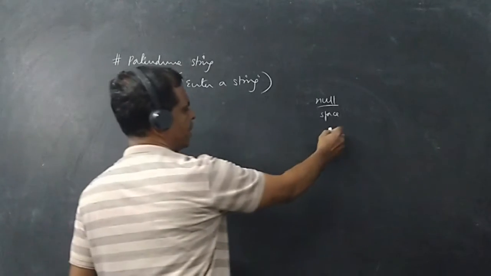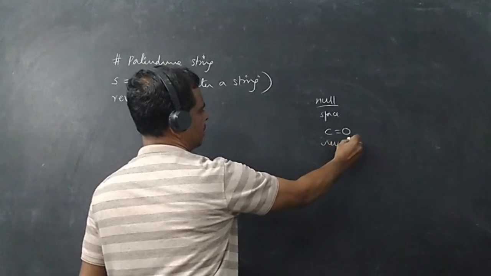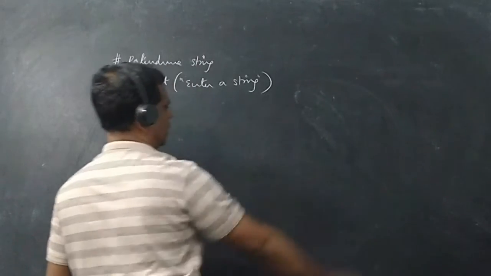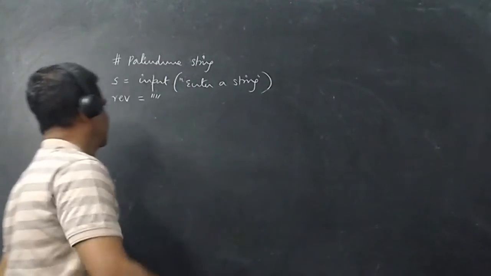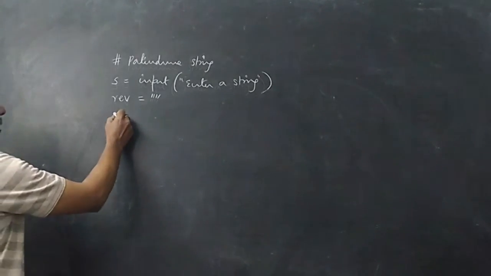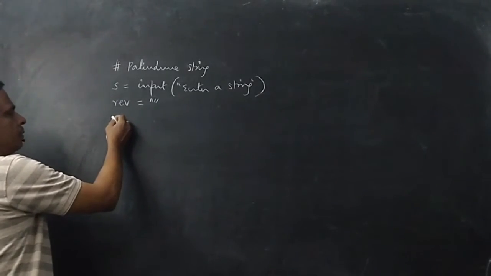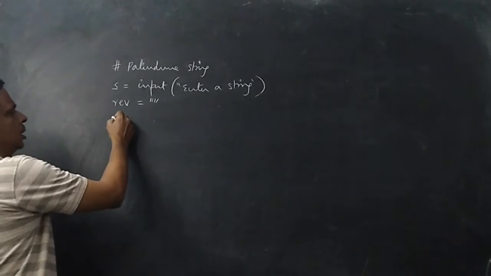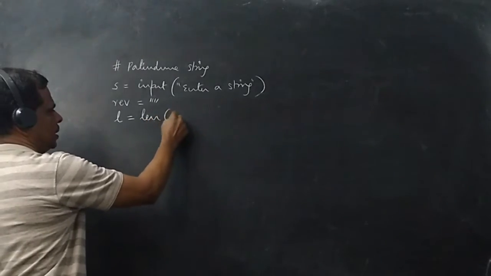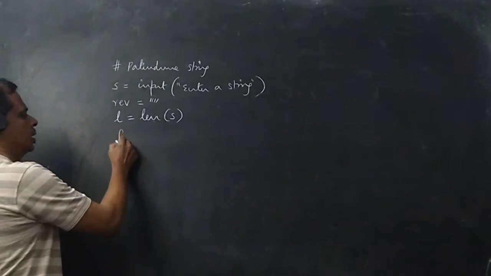How do we give for normal variables? For numeric variables, 0. Similarly, you can give a string variable null. Null in the sense nothing, like 0. So now I took a variable called reverse as null. Then for this I am taking a loop. And of course you can also take the length. So L is equal to len of S. I am taking the string length.